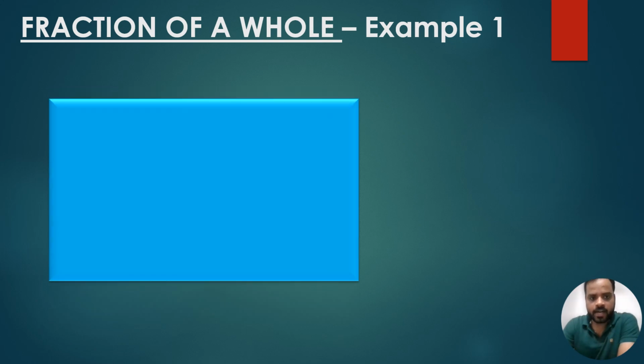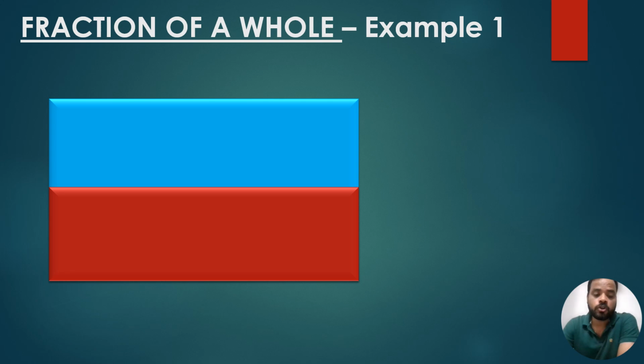Here we see a rectangle, and if we divide this rectangle into two equal halves represented by the red color and the blue color, the fraction represented by the red color will be 1 by 2, and the fraction represented by the blue color will also be 1 by 2, because the original rectangle is divided into two equal halves.